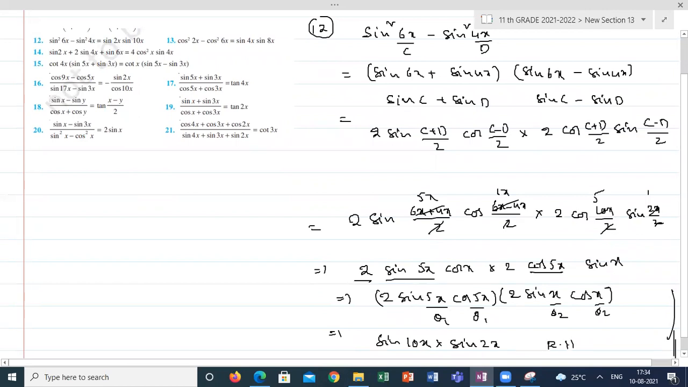This is my RHS. So beautifully, simply apply the formulas. What is my requirement? Based on the requirement, I am converting. Hope you are clear. It's clear? Shall I move to the next one? Yes, sir.